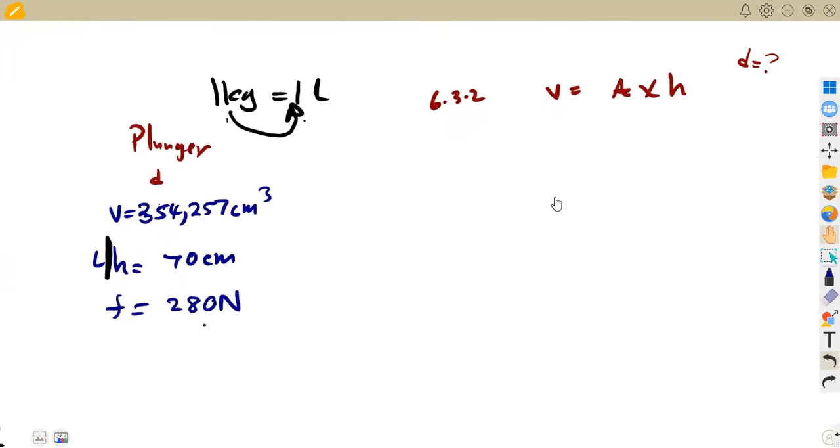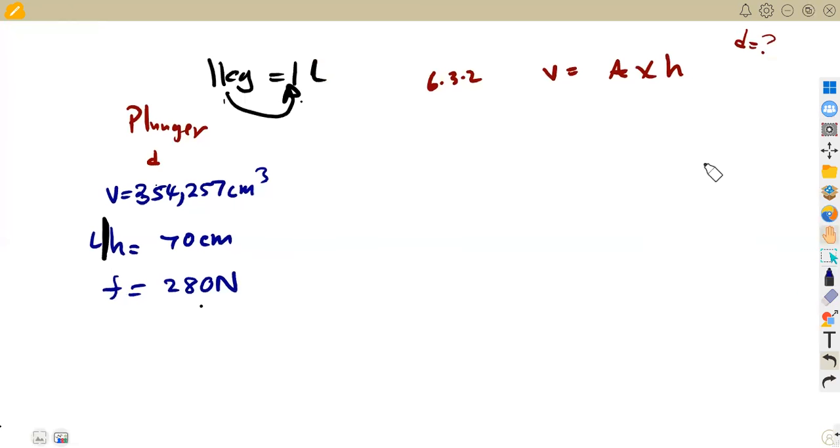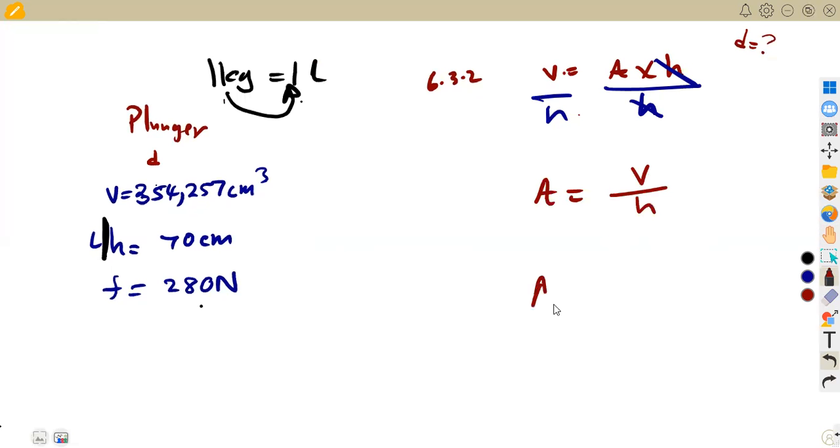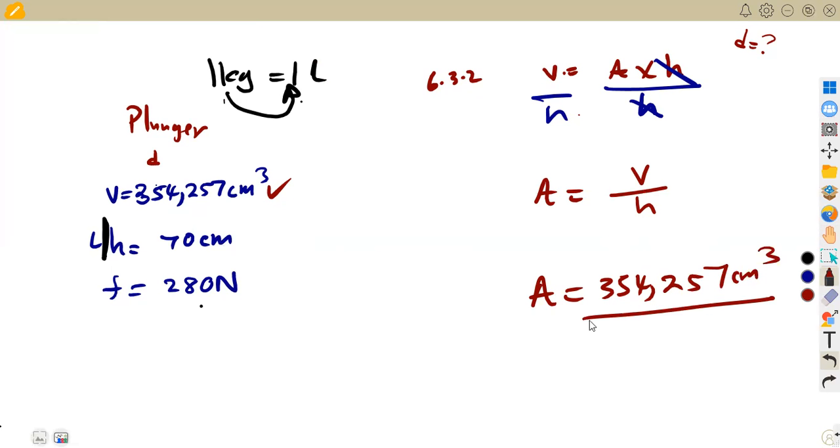How can we calculate area? We have the volume and the height. So we can make area the subject, divide by the height. This will cancel. So our area is going to be given as the volume over the height, which is our stroke length. So our area, we have the volume here, 354,257 in cubic centimeters over the stroke length of 70 centimeters. So that is going to give us our area in square centimeters in this case.